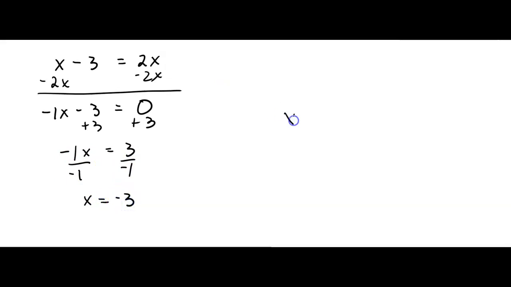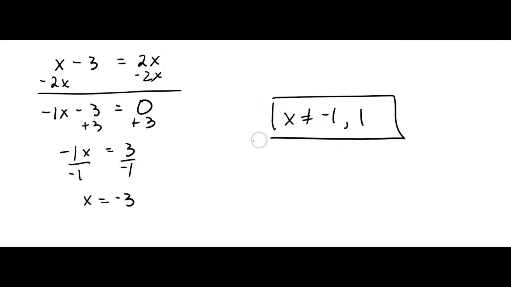If you remember, I'd have to scroll up. The excluded values were negative 1 and 1. Sometimes they'll write them that way. They won't write them separate. That's fine. Those are the excluded values. They asked us to state that. And we didn't get an excluded value, so x equals negative 3. That's okay.